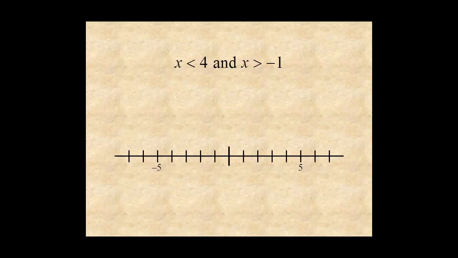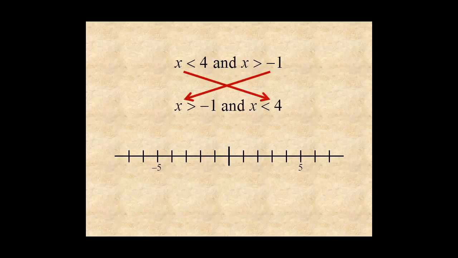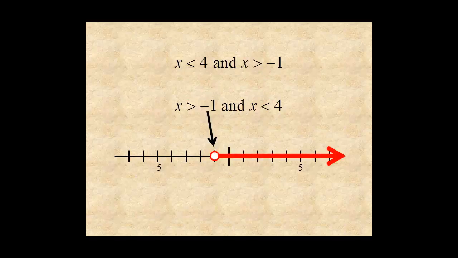When you're solving inequalities, it's important to graph and check your solutions to verify that they make sense. For example, this solution is written backward because the less than inequality is written first. If you turn it around, you have a good statement. All numbers greater than negative 1 and less than 4 are the numbers between negative 1 and 4.